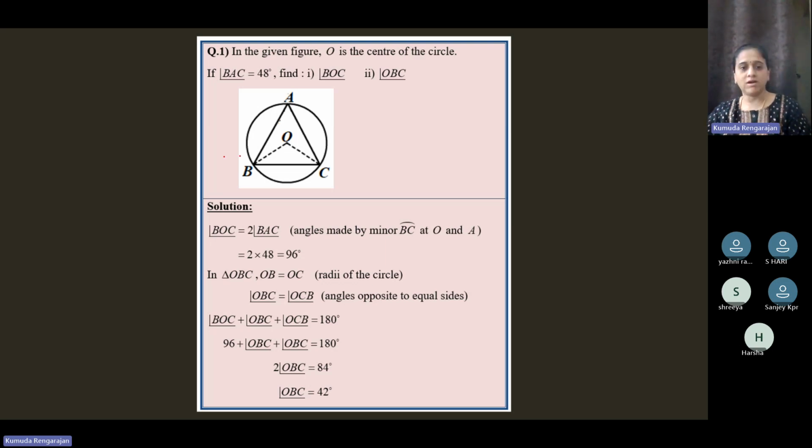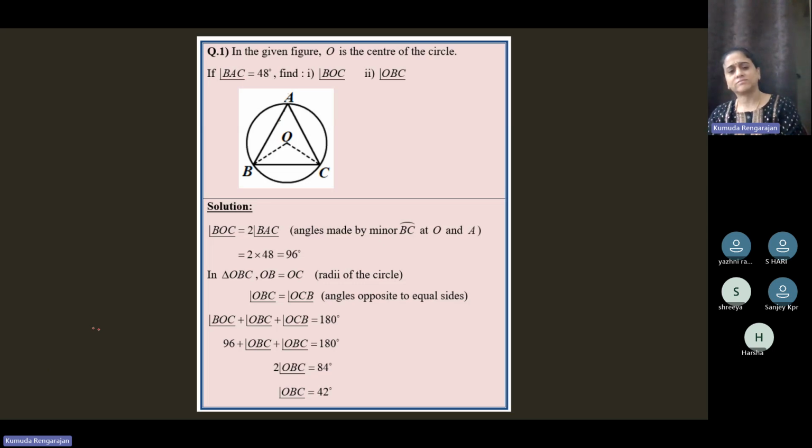So what I have written, I have not taken x and all that. So you can see, these two angles are equal. OBC is equal to OCB, correct? So using angle sum property, this angle BOC plus this angle is 180. But since these two angles are equal, I've written OCB also as OBC.